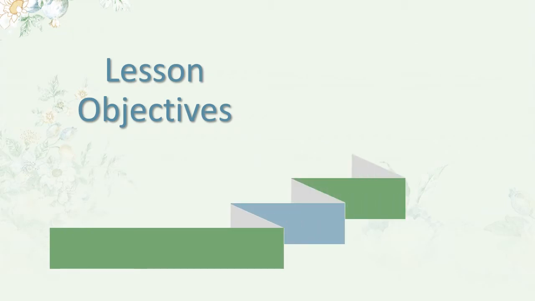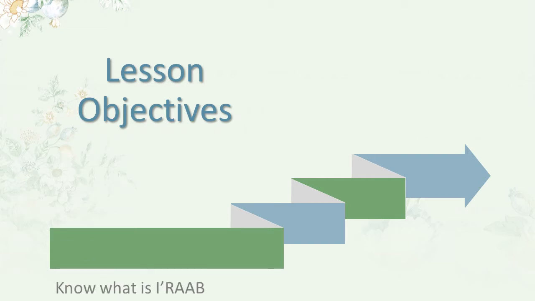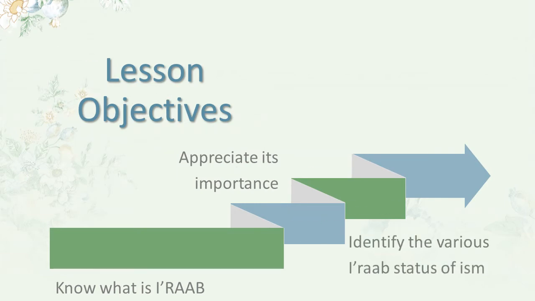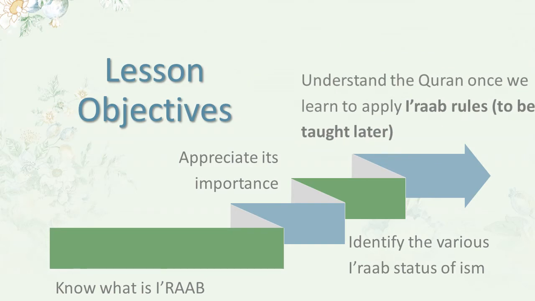Today we will be learning about Iqrab, and I hope at the end of this lesson you will have some basic understanding of Iqrab and its importance. And you should be able to identify the Iqrab status of most words. Iqrab is central to Arabic grammar and is the key to understanding the language. Do take note that today I will not be teaching you in detail why an Isim has a certain Iqrab status. That will only be covered much later when you know how to construct simple sentences.